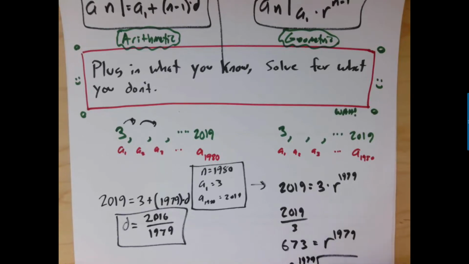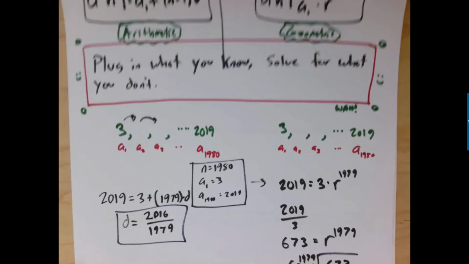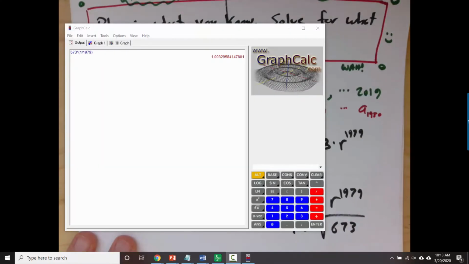1979th root of 673. What number is that? Let's do it on the calculator. And there you go. It's 1.0032958. So I think that covers maybe the first two quizzes of the Khan Academy stuff.